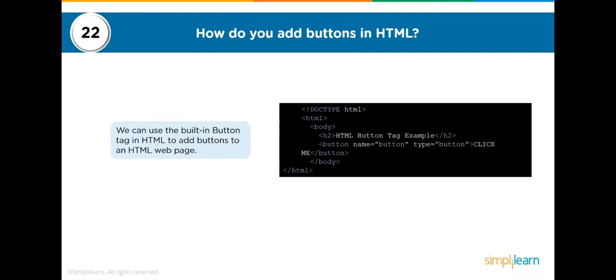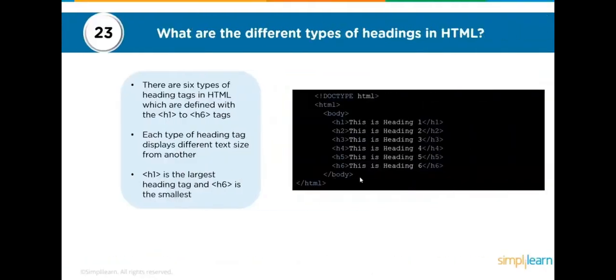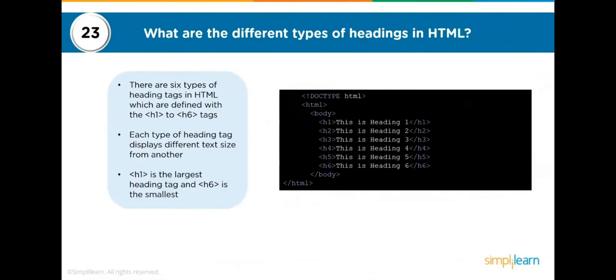So on the right hand part of my screen, you can see the implementation of button to an HTML web page. Now followed by 22nd question, we have our 23rd question. What are the different types of headings in HTML? So the answer for this question is, there are basically 6 types of heading tags in HTML, which are defined with H1 to H6 tags.